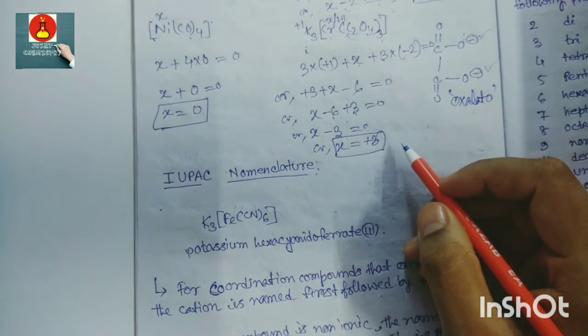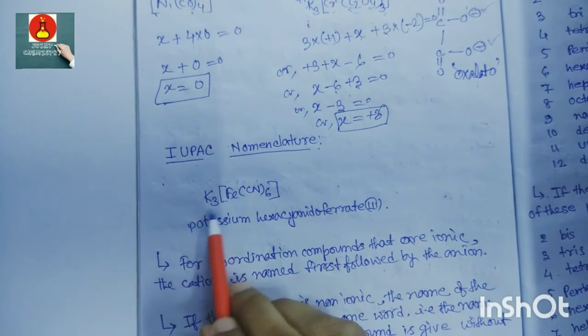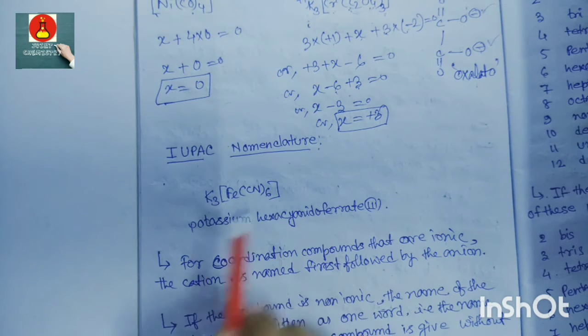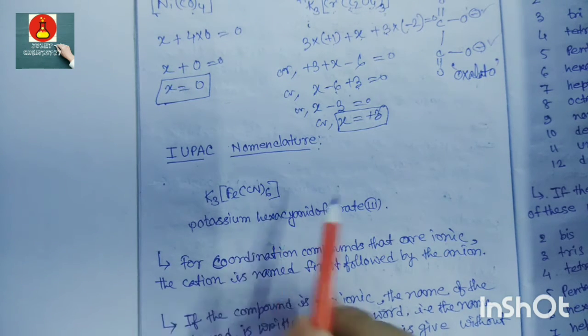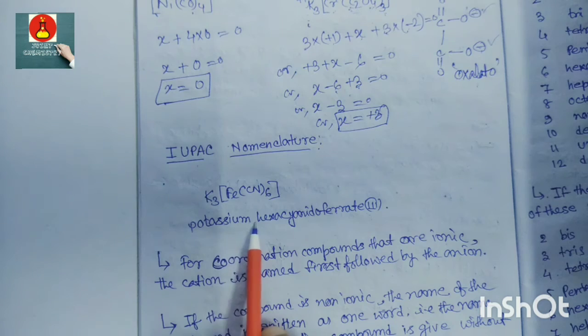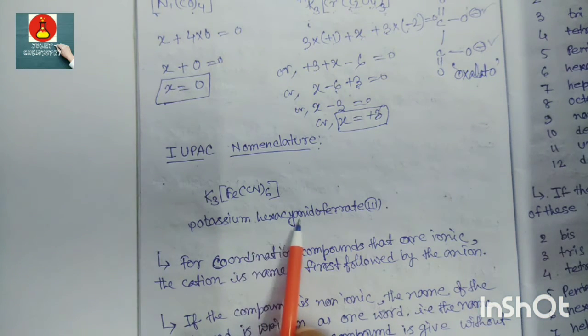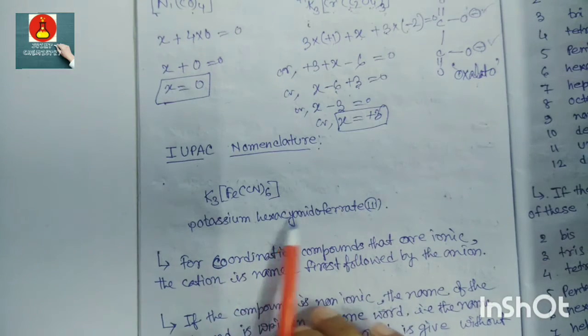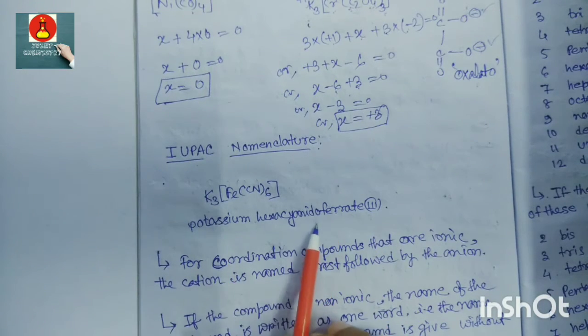Now let's do IUPAC nomenclature. As you can see, this is a complex which is K3Fe(CN)6. The name of this complex is potassium, then there is a space, hexacyanidoferrate 3. So how can we write this name?